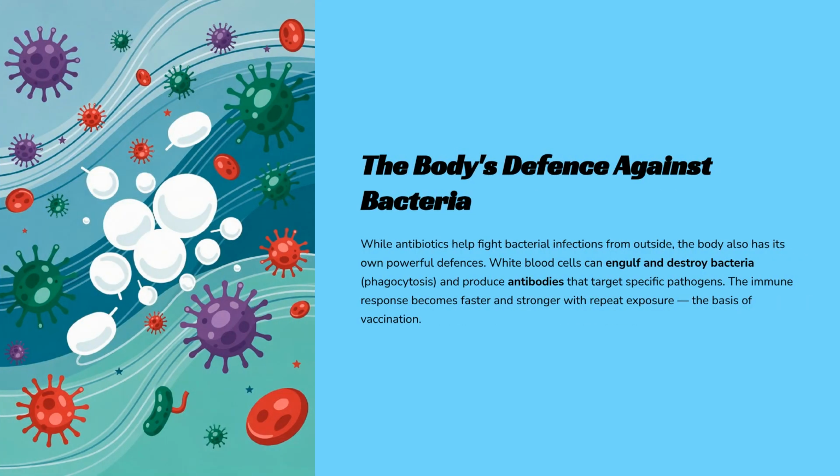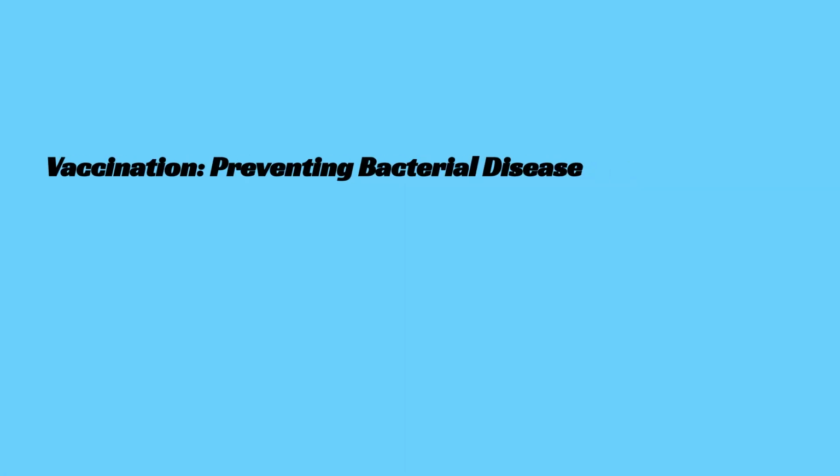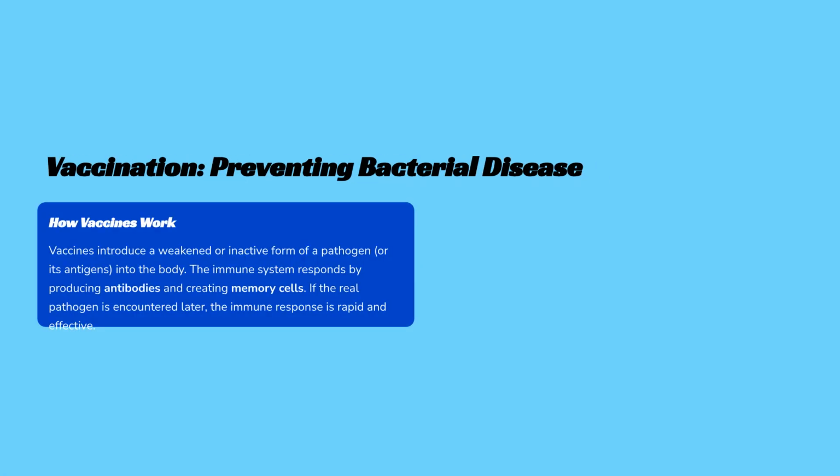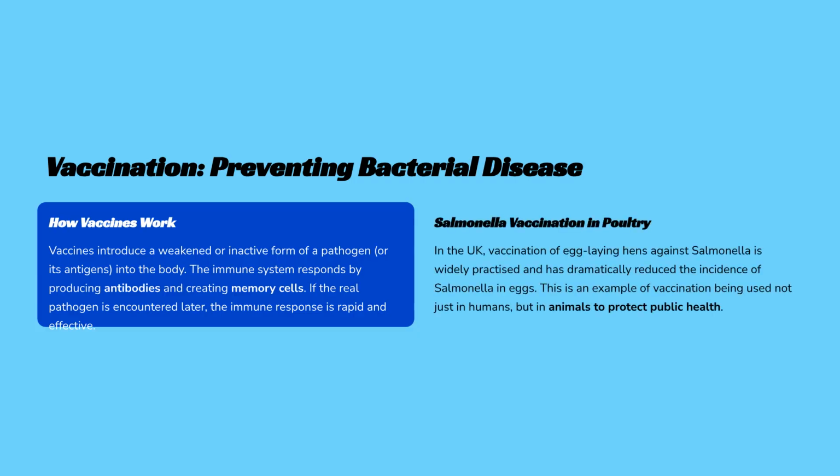Your immune system is your primary defense. White blood cells can engulf and destroy bacteria through phagocytosis and produce specific antibodies. Through the process of vaccination, your immune system learns to recognize and fight pathogens before they cause illness. Vaccination works by introducing weakened or inactive antigens to stimulate your immune system to create memory cells. In agriculture, vaccinating poultry against Salmonella is a success story, significantly reducing the bacteria's presence in our food chain.